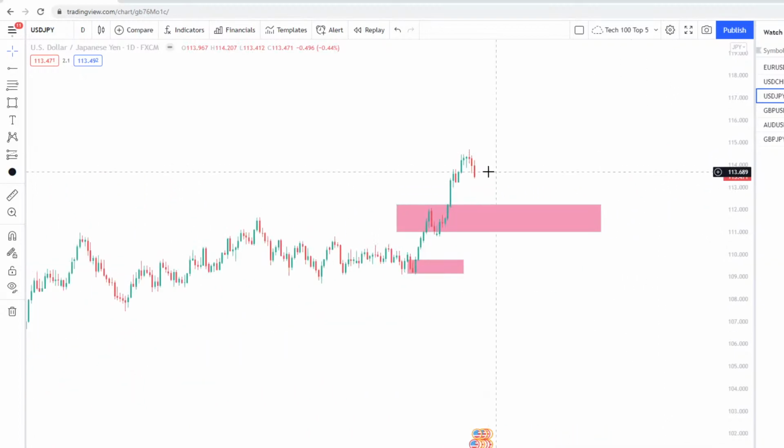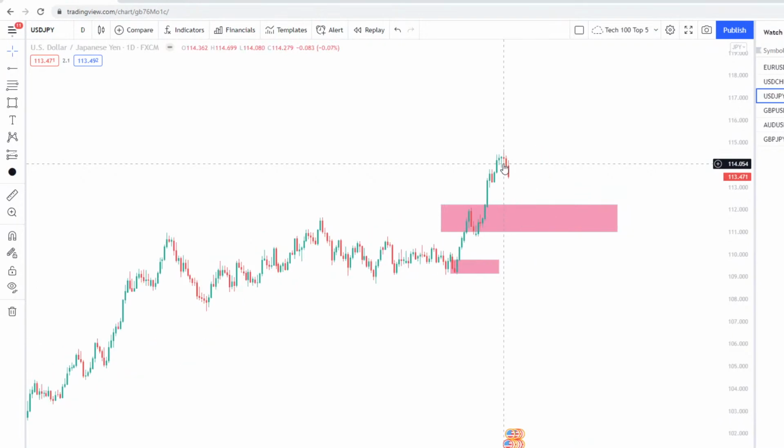and then we could form a distribution up here somewhere. Maybe if we break the structure here, pull back and test something, a good supply zone, then we can continue short. But until then, there's absolutely nothing for us to be focusing on in USD JPY.